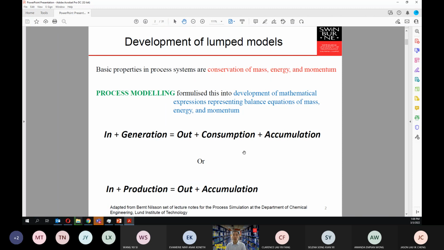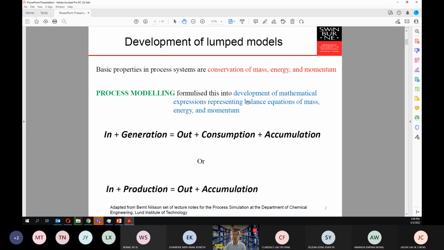Okay, so lumped model. We have talked about lumped model and also distributed model. Lumped model is the easiest model. Okay, so in the basic properties in the process systems, again, lumped model is also based on the conservation of mass, energy, and momentum. Lumped model in here implies that there are no variations in the spatial properties, meaning within your systems, everything is homogeneous, everything is uniform. So you don't have anything that varies within your system. Okay.